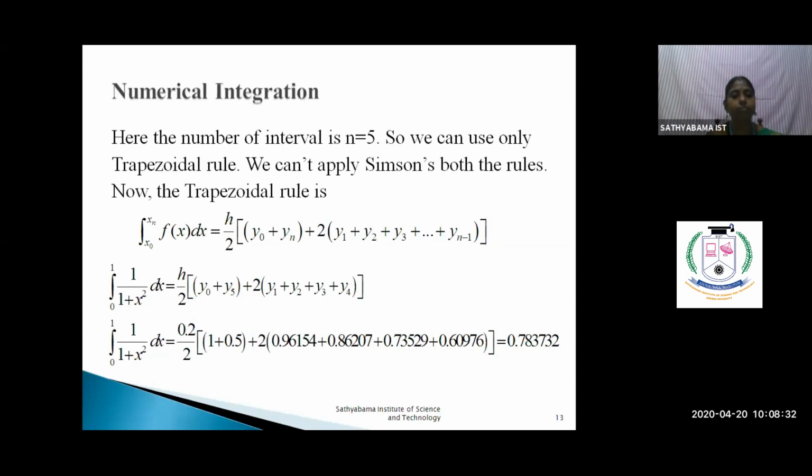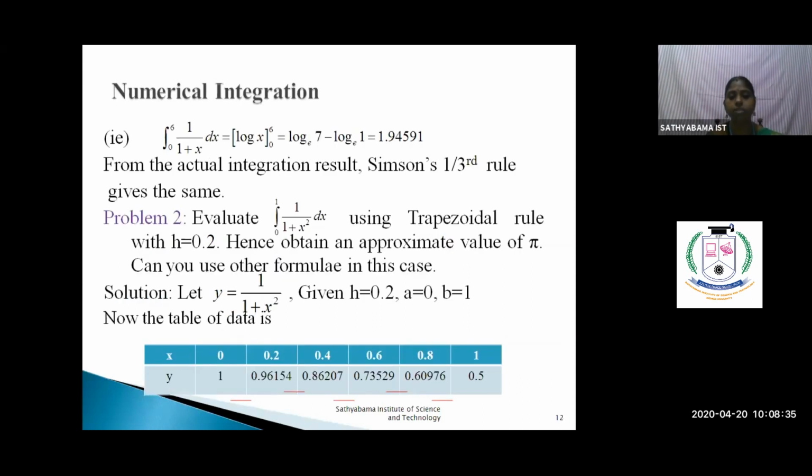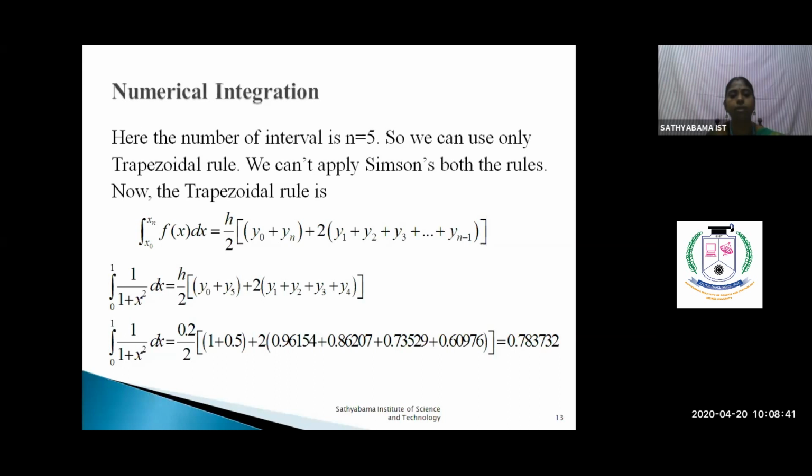Now in the place of yn, what should I write? The last entry. What's my last entry? 0.5. So that is written here. And plus 2 times the remaining entries y1, y2, y3, y4, y5 which are added. And finally we calculated the answer, that is 0.783732. This is the approximate answer you get by using the trapezoidal rule.